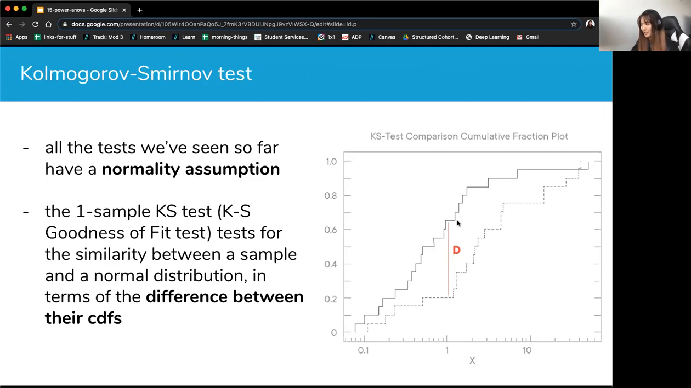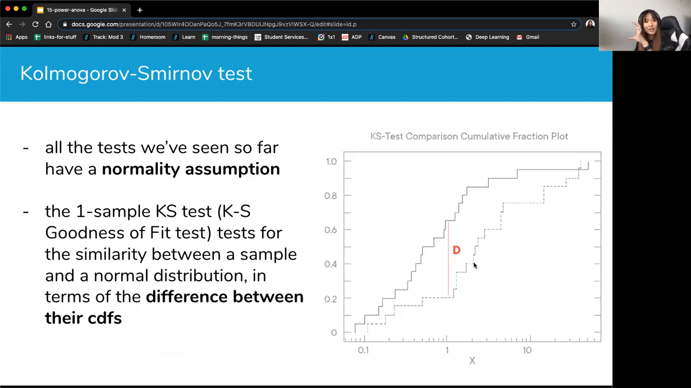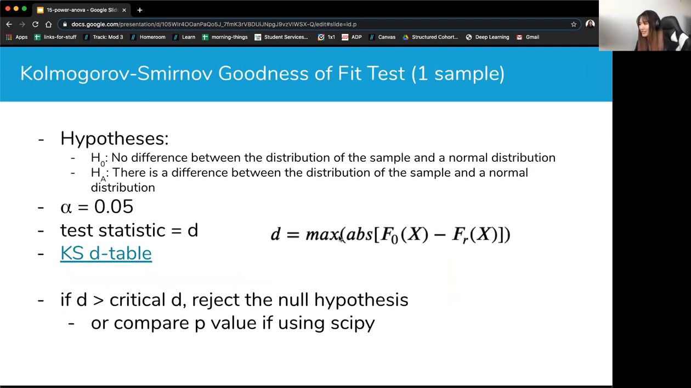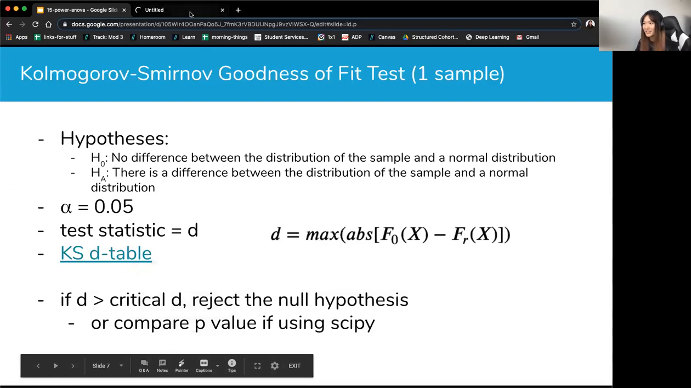So what the KS test will do in Python, in the backend, is plot the 2 CDFs and just look for the point where there's the biggest deviation between the 2 CDFs. So you have 2 CDFs here, and we're really just looking for where the biggest difference is and what that difference is. So that difference is D, and that is actually our test statistic. So here you can see it's the max of the absolute value of the difference between the 2 CDFs. With that test statistic, you can compare it to a critical D from the D table.